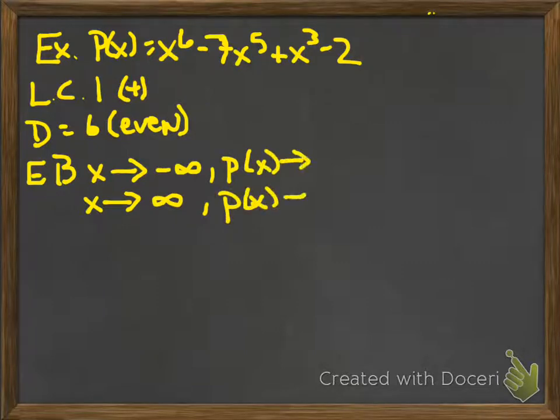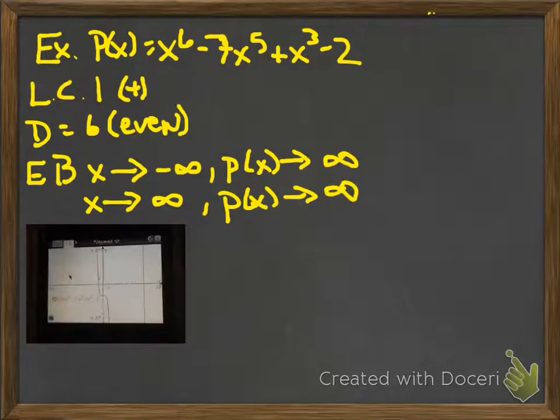Without having to necessarily look at the graph, but I believe I even show you the graph so you can kind of see that. And you can see both endpoints are going towards positive infinity.